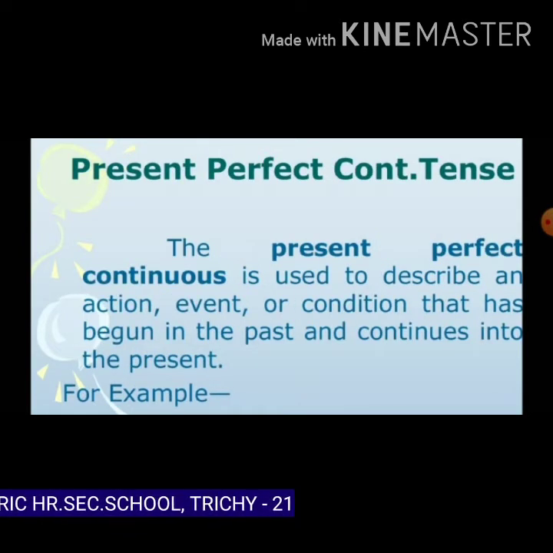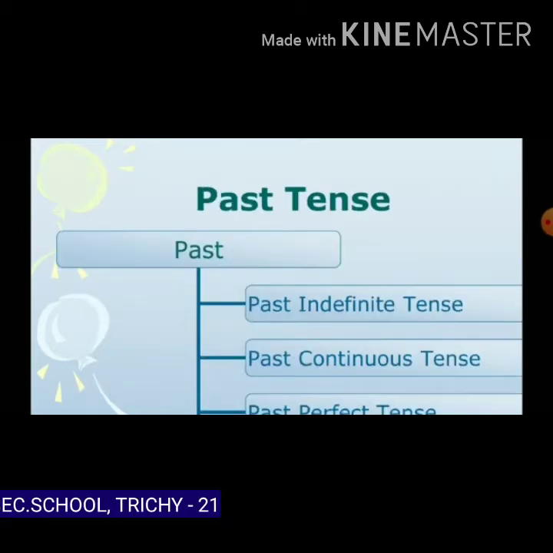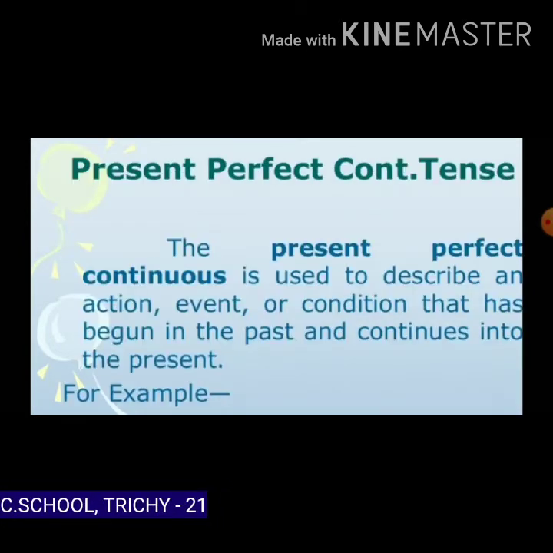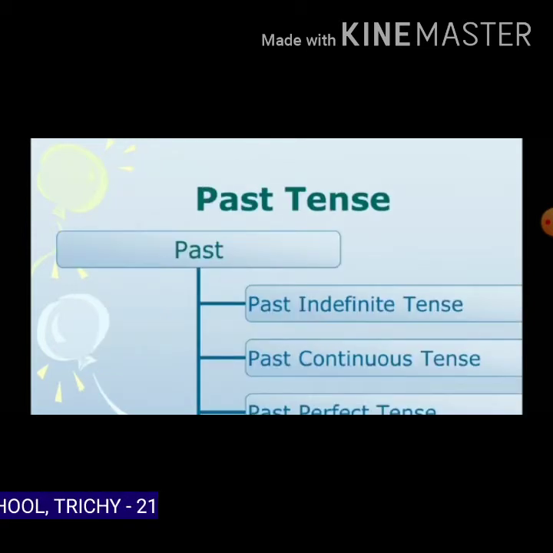Next, present perfect continuous tense. The present perfect continuous is used to describe an action, event or condition that has begun in the past and continues into the present. For example, present perfect continuous: I have been listening to the class, he has been listening to the class. Next, past tense: past indefinite tense, past continuous tense, past perfect continuous.